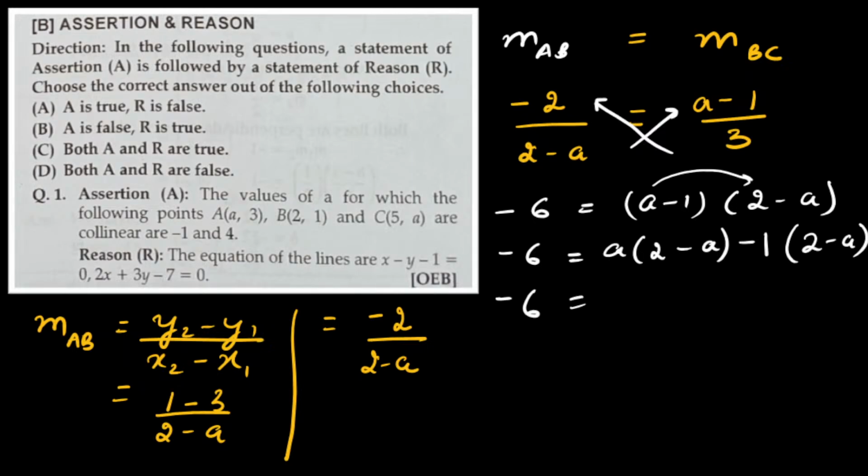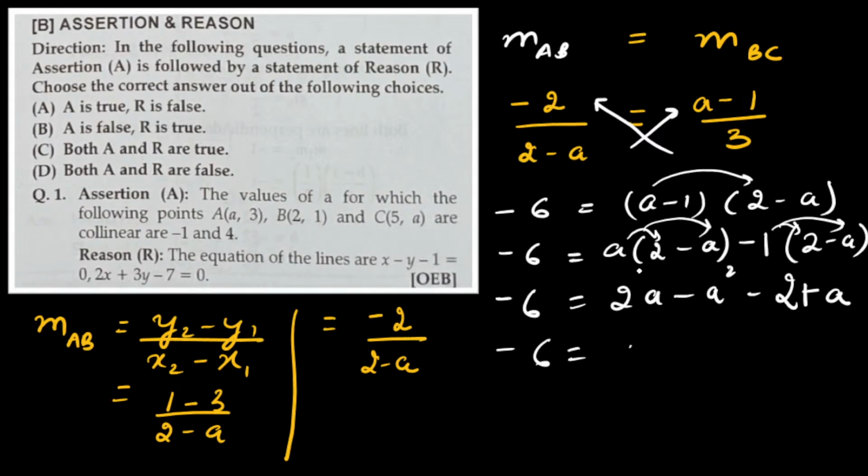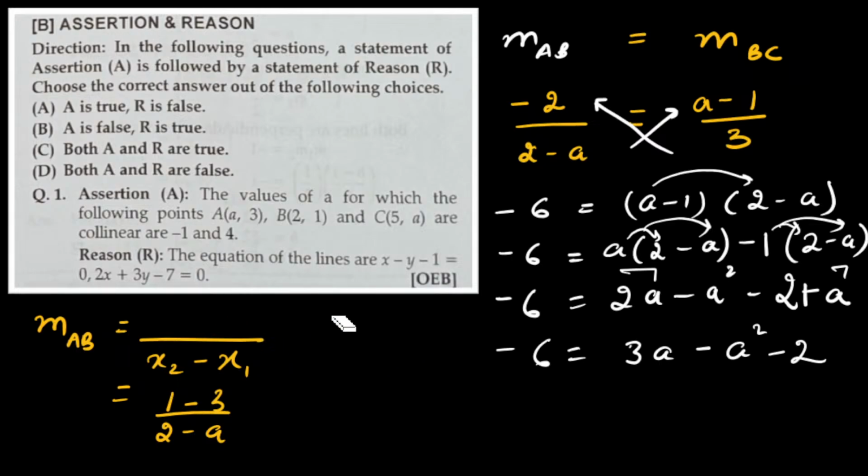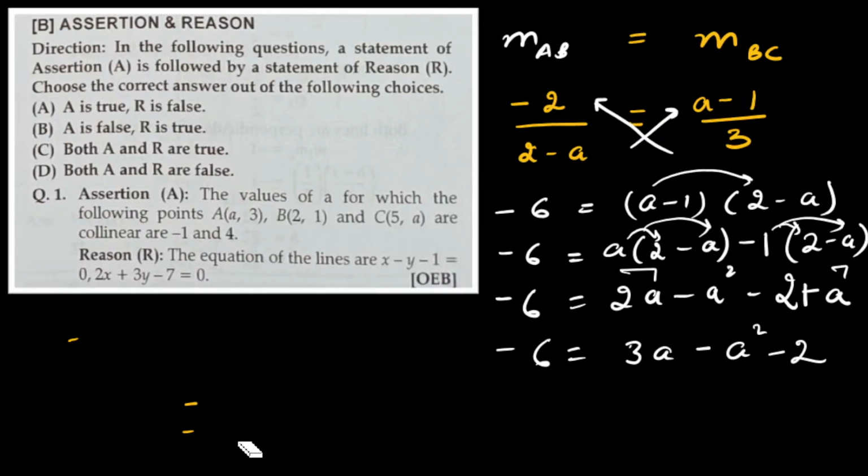So minus 6 is equal to 2A minus A square minus 2 into 1. Whenever minus is outside the bracket, we have to change the sign. So minus 6 is equal to 2A, and like terms we can simplify. 2A plus A is 3A, minus A square minus 2. Let's shift everything. We are getting a quadratic equation with variable A. So let us shift everything on the left side.